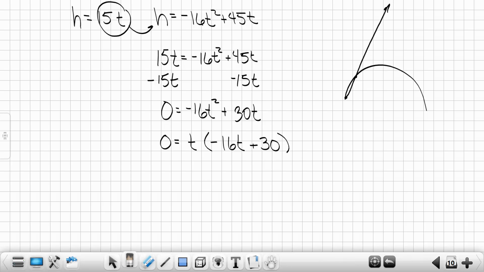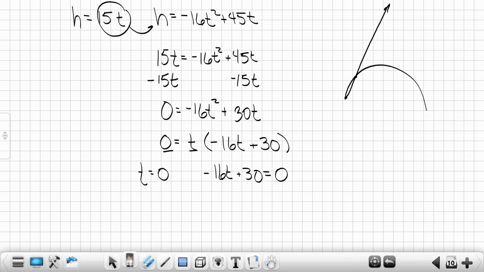Now, when we have multiple things, each one must be equal to 0. So at time 0, at t equals 0, they crossed. Of course they did. They started at the same place at the same time. But then also at negative 16t plus 30, they'll also cross. You set each one, each factor, equal to 0.